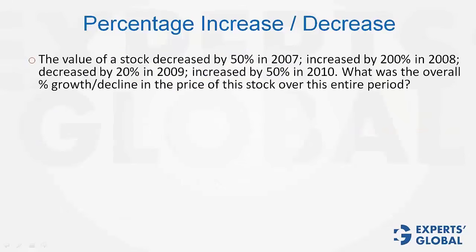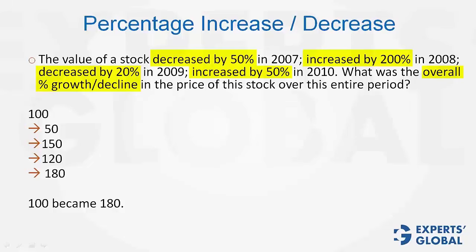Look at this question. Please try solving it yourself. Let's assume that the price originally was 100 in 2007. It decreased by 50%, so 100 became 50. Now 50 increased by 200% in 2008, so 50 becomes 3 times, that is 150. Now 150 decreased by 20%, so 150 times 0.8, that's 120. Finally, 120 increased by 50%, that's 120 times 1.5, that is 180. So overall, 100 became 180. That is an 80% increase.